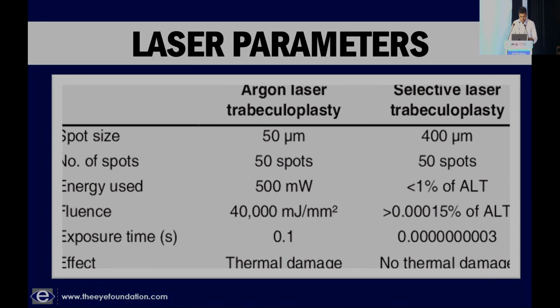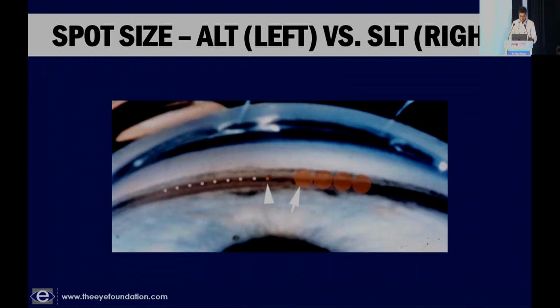Laser parameters, comparison between ALT and SLT. The spot size is larger in case of SLT, and in ALT it is smaller, 50 microns. Number of spots are the same, 25 spots per quadrant, equally spaced. And energy used is 500 milliwatt in argon laser trabeculoplasty, whereas it's less than 1% of ALT in SLT. Exposure time is also very minimal in SLT, and there is no thermal damage in SLT.